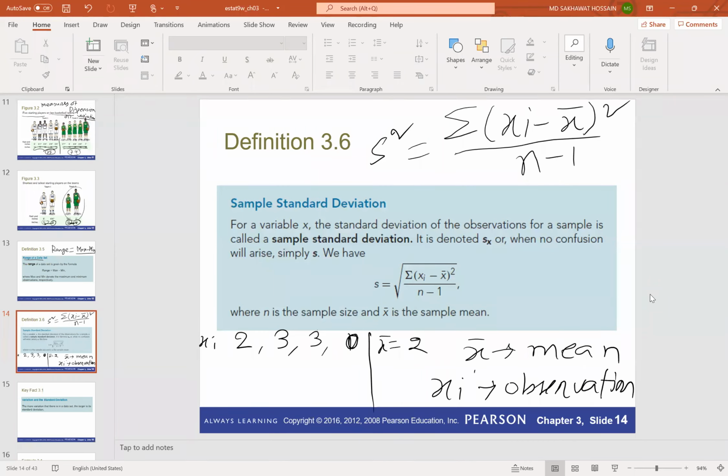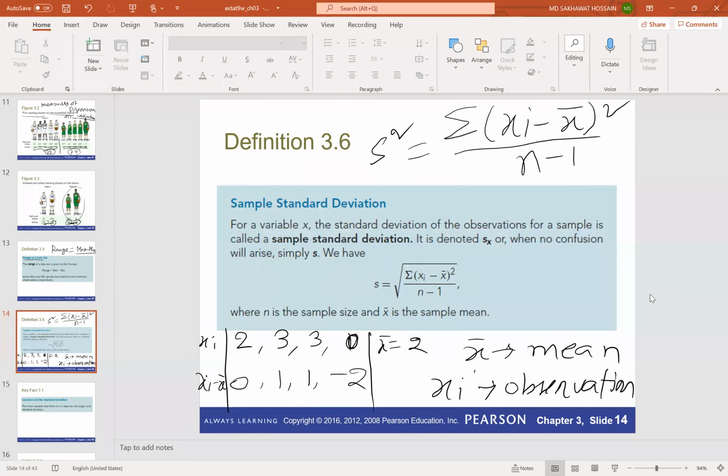So these are our xi, the observations. Now if you take the difference from the center, xi minus x bar, what is the difference between the first number and the mean? 2 minus 2, 0, right? What will be the next number? 1, right? 3 minus 2. Then 3 minus 2, 1. Then 0 minus 2 is negative 2. So what will happen if you add them together? It will become 0, right? 0 plus 1 minus 2, 0.